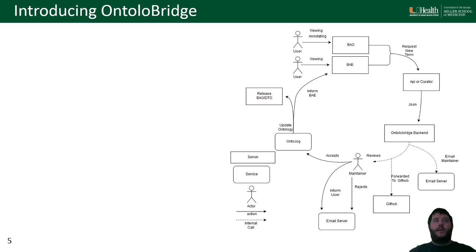To help with all of this, we've come up with this software called OntoloBridge. The idea behind OntoloBridge is that you have, as you can see up here, two users. One may be using and viewing the ontology directly, in this case Bioassay Ontology, and may be a knowledgeable ontology user. This other user is using Bioassay Express, and they may not be as knowledgeable on ontologies themselves.